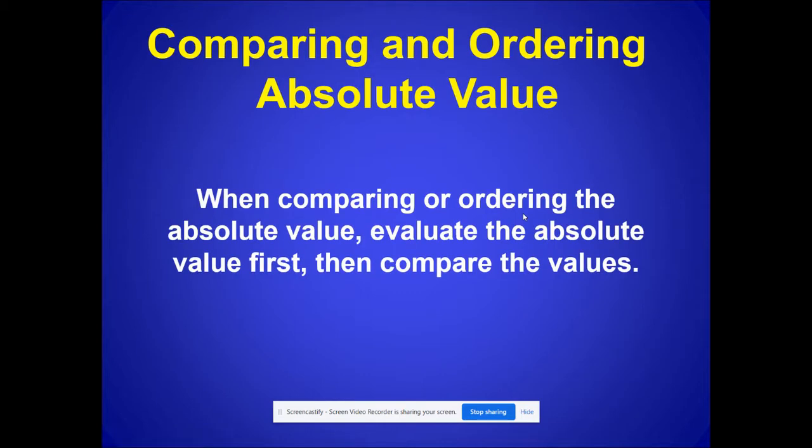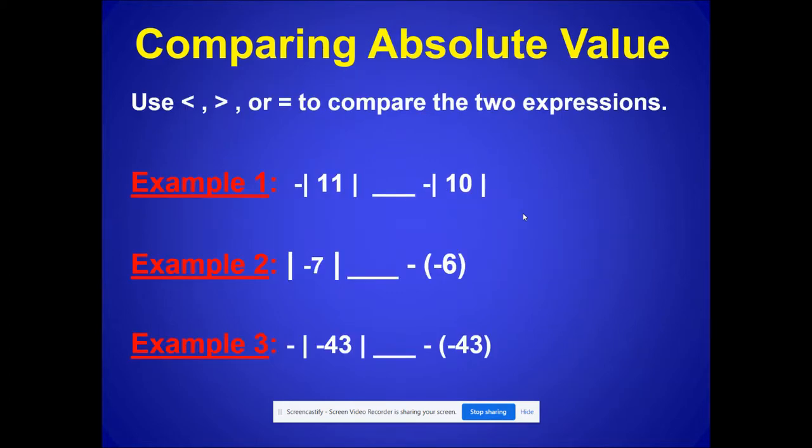When comparing or ordering the absolute value, evaluate the absolute value first, then compare those values. In example 1, we are going to compare the opposite of the absolute value of 11 to the opposite of the absolute value of 10. I would suggest when you find these values to write it either below or above your absolute values on each side. This will help you to determine whether it's less than, greater than, or equal to.